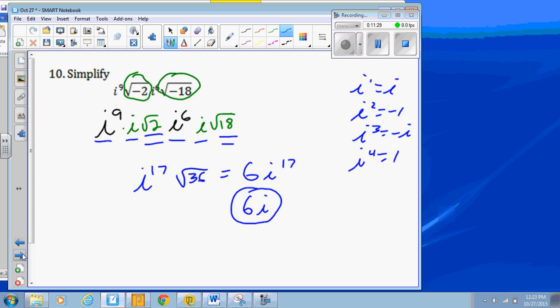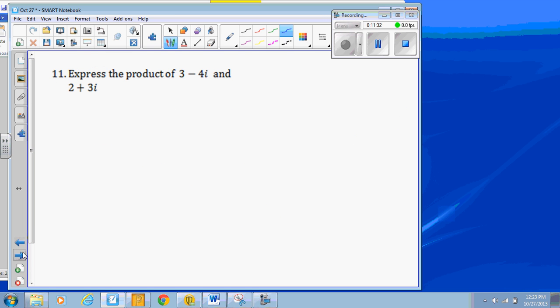Okay. We're winding down. Well, not quite. We've got a few more to go. This is just product means multiply. So I'm going to multiply 3 minus 4I times 2 plus 3I. And when I do that, I'm going to use my FOIL method. This time I'm going to use the word FOIL because some of you do like that.